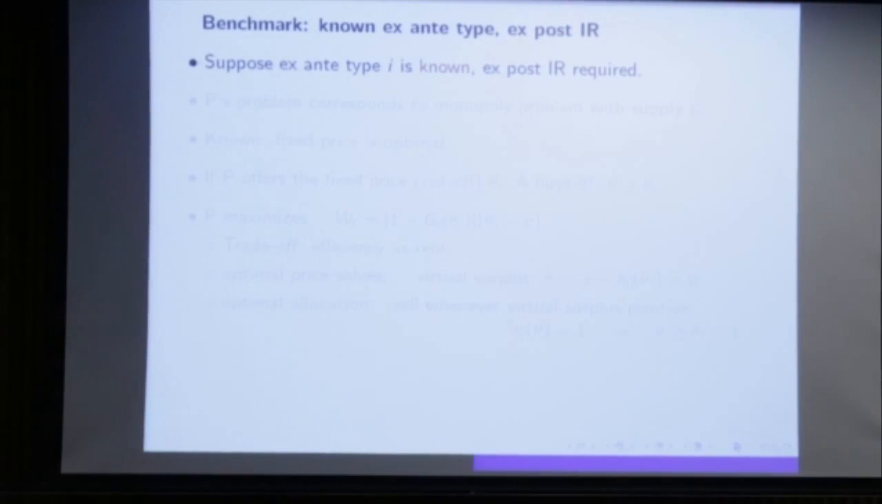So, two benchmarks. Let's start first by assuming the ex ante type, the I, is actually known, and we have ex post IR. Well then, what we have is a traditional monopoly problem, Baron-Myerson, where both the principal and the agent know that the theta will be drawn from the I. So what do we know about this? This is a very well-known, studied problem.